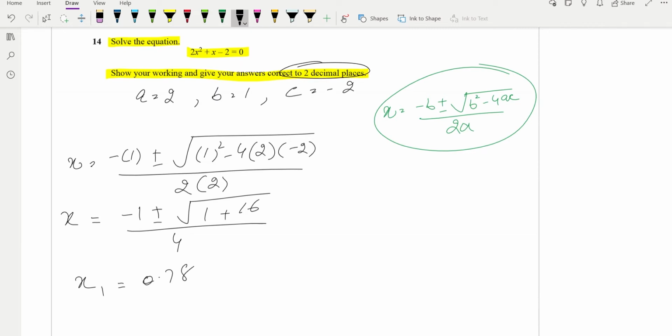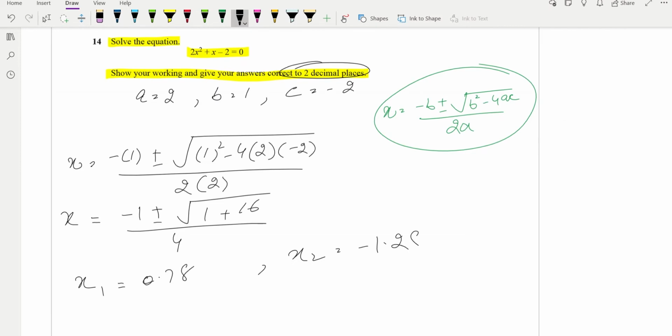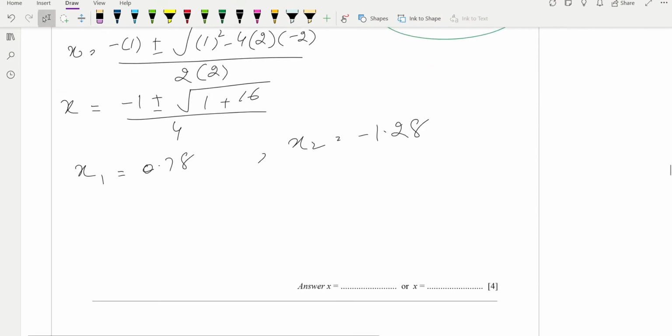They are saying up to two decimal places. So after the x1 value, we write the x2 value with the negative sign, and this is equal to minus 1.28. This is up to two decimal places. These answers we can provide here, 0.78 and minus 1.28. This will be the final answer.